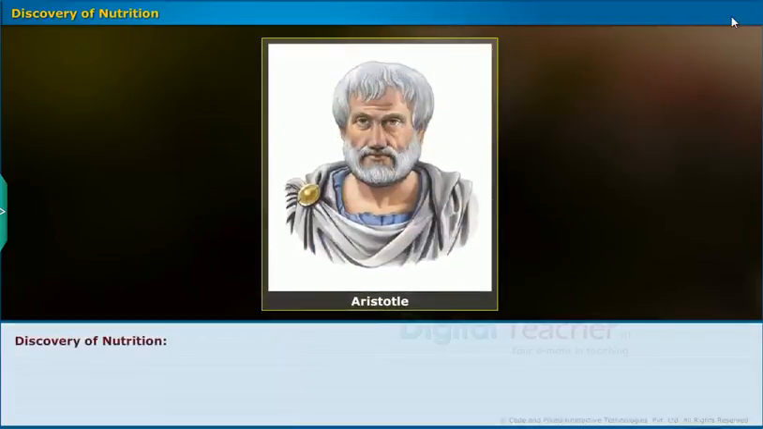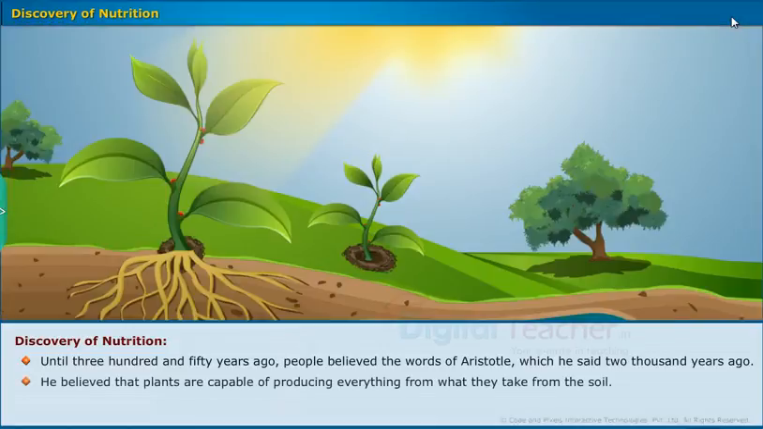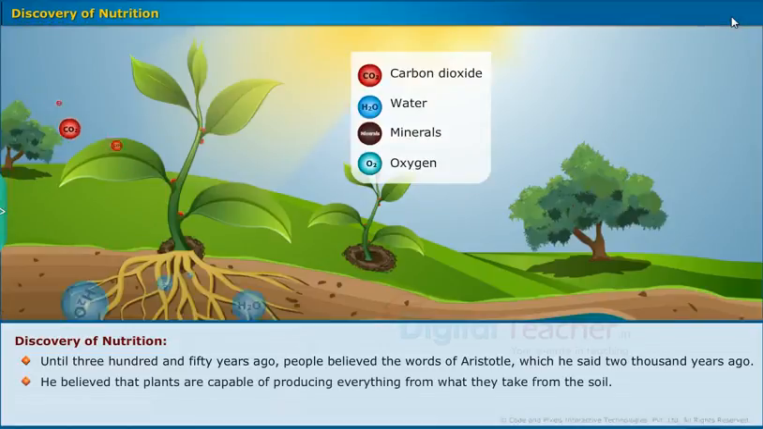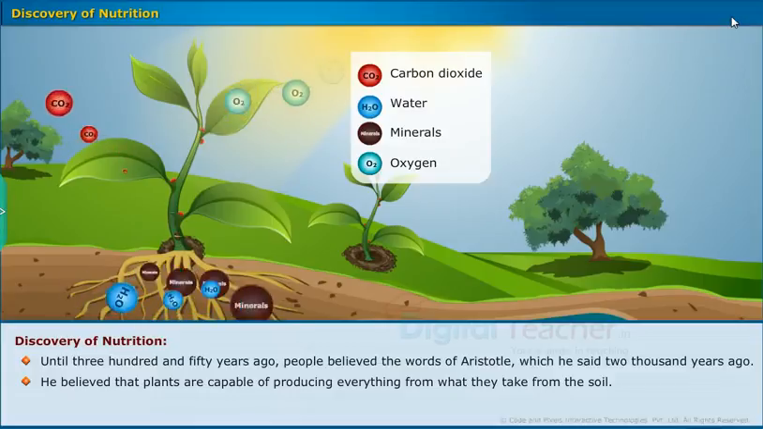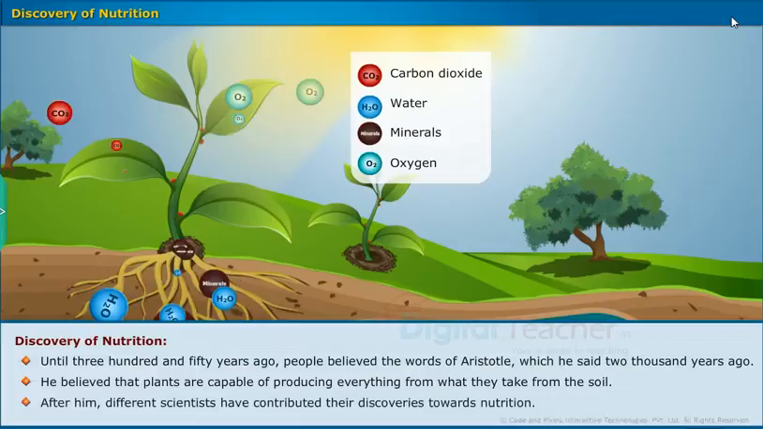Now, let us study about the discovery of nutrition. Until 350 years ago, people believed the words of Aristotle, which he said 2000 years ago. He believed that plants are capable of producing everything from what they take from the soil. After him, different scientists have contributed their discoveries towards nutrition.